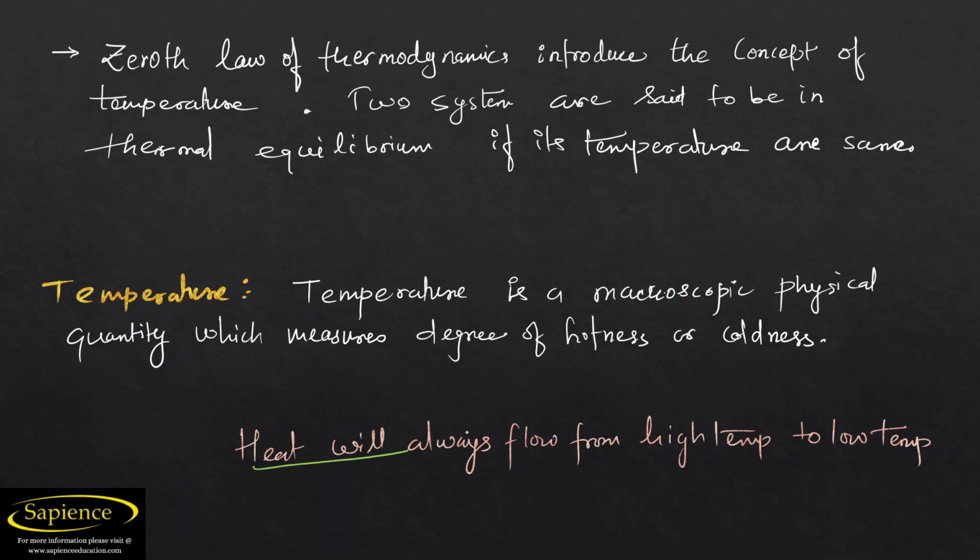Heat will always flow from a high temperature to a low temperature. So let us consider the high temperature is 400 degrees Celsius and the lower temperature is 200 degrees Celsius. Then heat will always flow from the high temperature to the low temperature automatically.